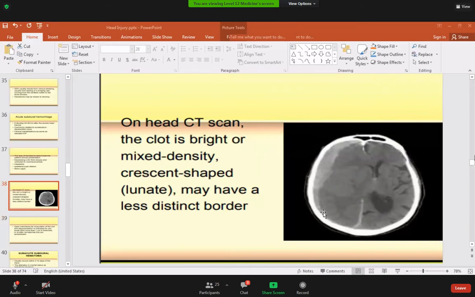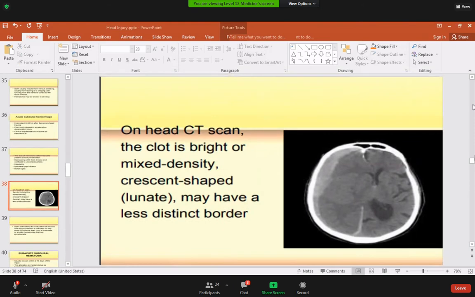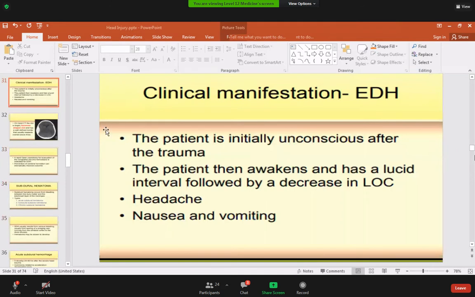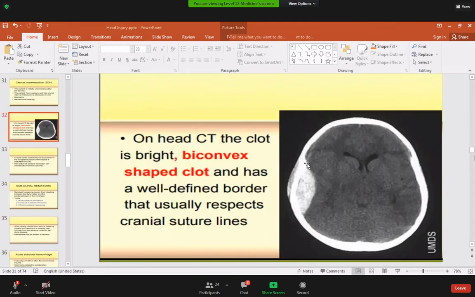You can see here, it is bounded by the dura on one side and the brain matter itself on the other side. So it is more like a crescent or a hilal. These subdural hematomas usually present as a hilal or crescent shaped pattern on CT scan. These are CT scan findings. But the epidural hematoma, if you see the CT scan, has a spindle shape. This is a spindle shape, or we call it a biconvex shaped appearance.